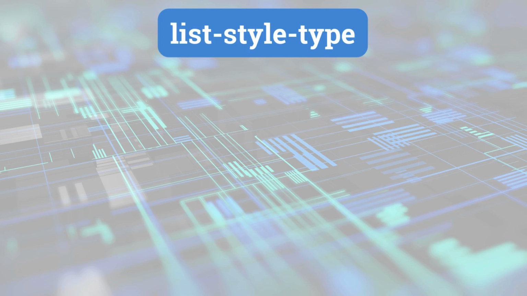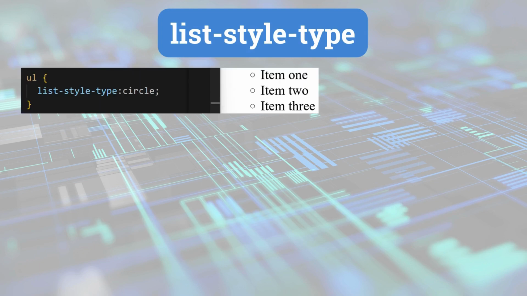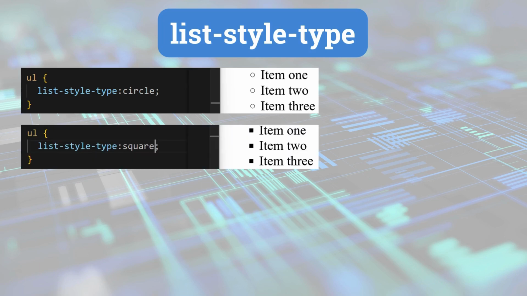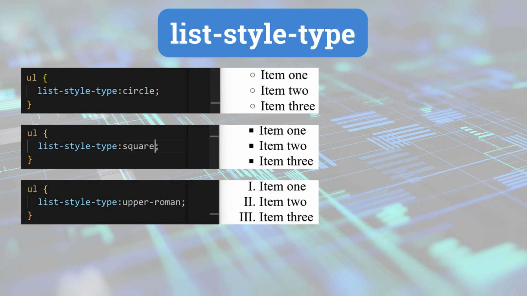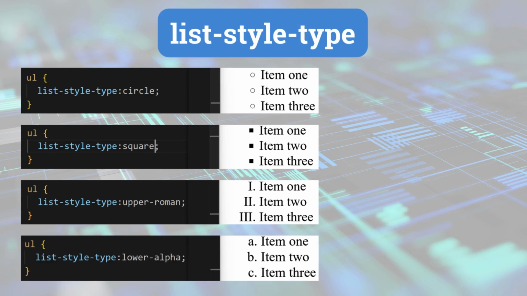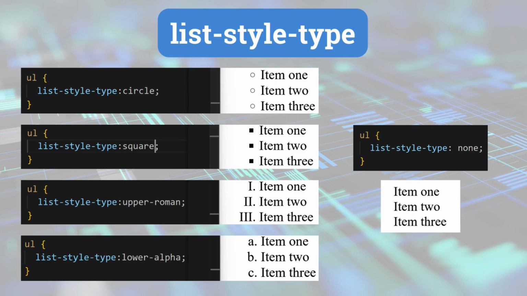List style type is very important. Here we can see list style type with a circle for icons. Here we can see list style type set to a square. And here we can see list style type set to upper Roman characters. And here we can see lower alpha characters, A, B and C, as a list style type. Here we can see list style type equal to none. We can just see item 1, item 2 and item 3 with no bullet points.